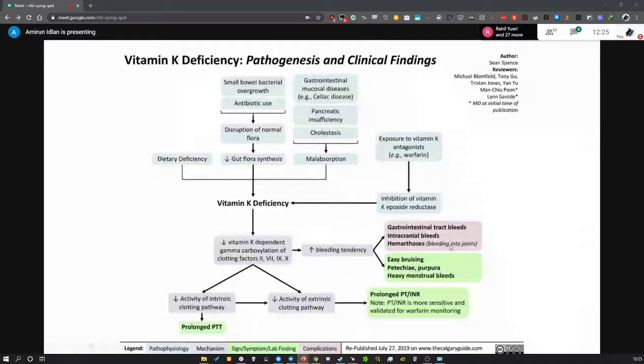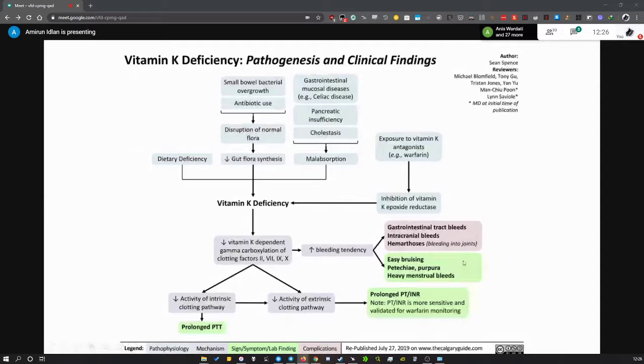Can you say again which one is intrinsic and which one is extrinsic? Intrinsic will be factor 10 and factor 7, and factor 9 and factor 7. No, factor 7 is extrinsic. Factor 9 is intrinsic. Factor 2 and 10 are in the common pathway. Yes, common pathway. Okay, factor 2 and 10 common pathway, factor 7 extrinsic, factor 9 intrinsic. Yes, exactly. Okay.